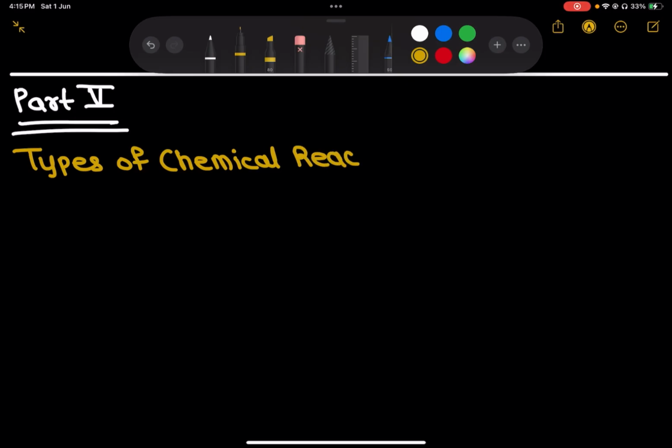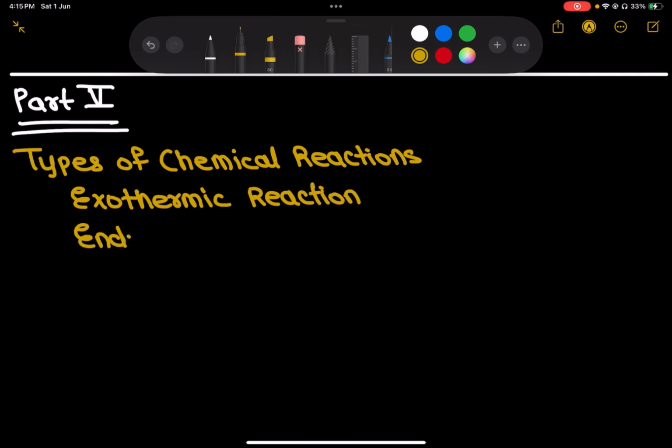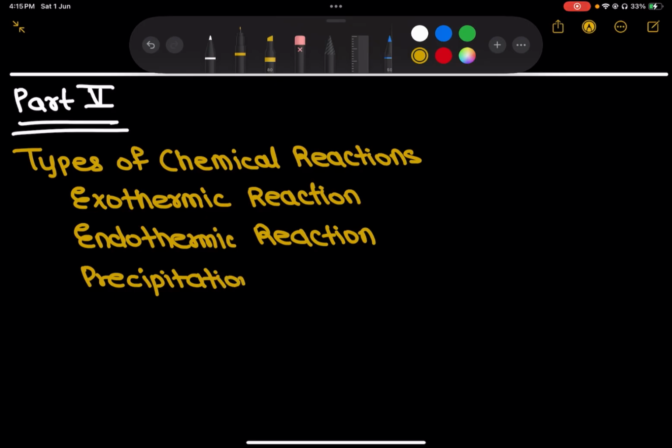So the 3 reactions which we are going to see are exothermic reaction, endothermic reaction, and the last one is precipitation reaction. Okay, all 3 are extremely important, especially exothermic and endothermic may come as a differentiate between question. So you have to have your facts cleared. Okay, 1, 2, 3. So let's start.